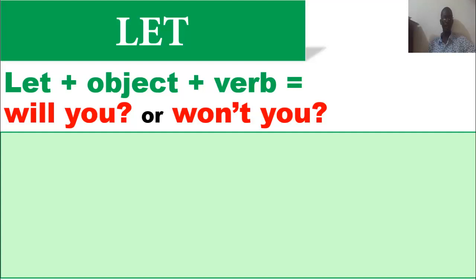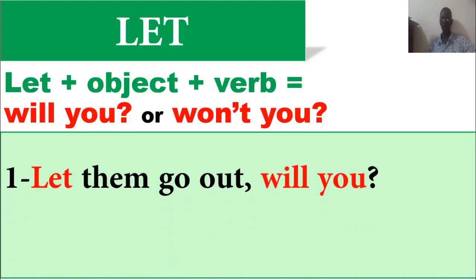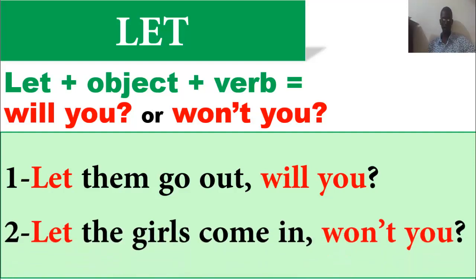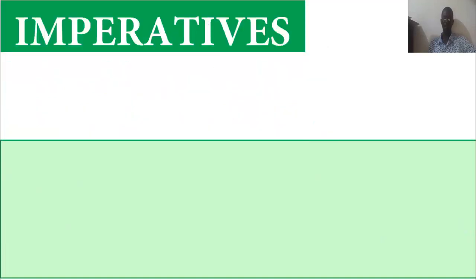Let plus object plus verb. Example, let them go out. Laisse-les sortir. Will you? Let the girls come in. Laisse les filles entrer. Won't you? So, will you, won't you for let plus object plus verb.